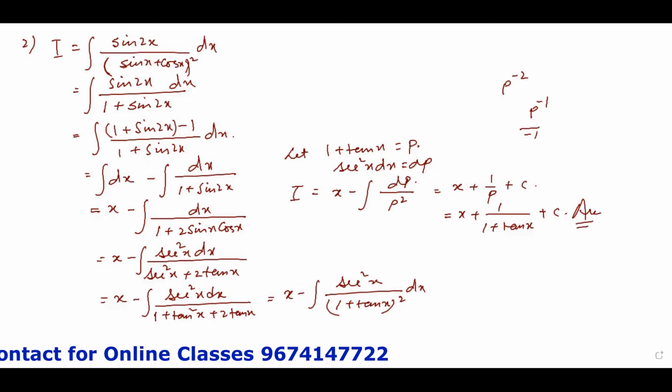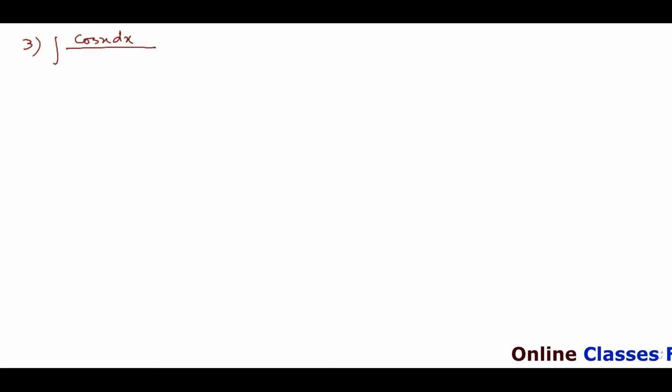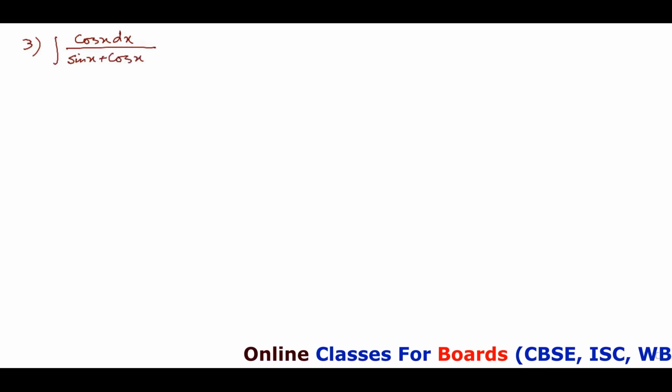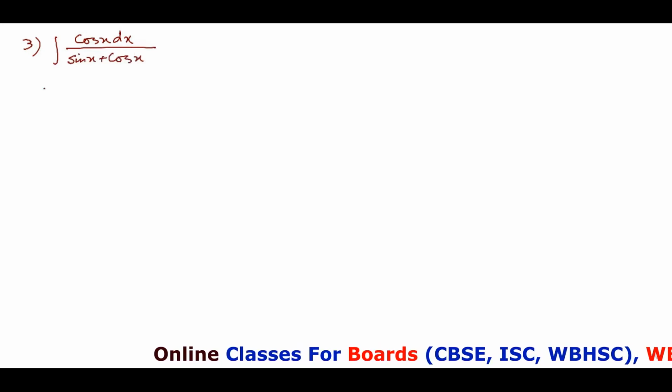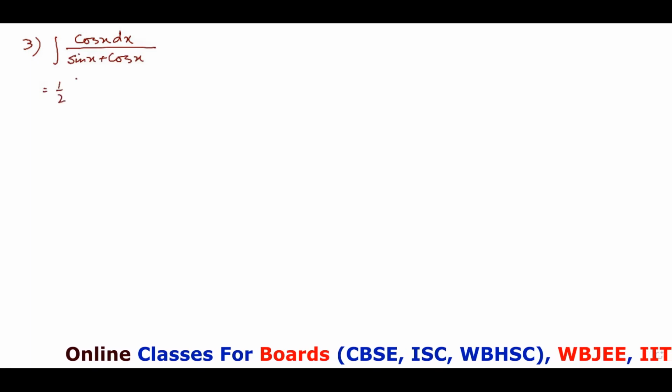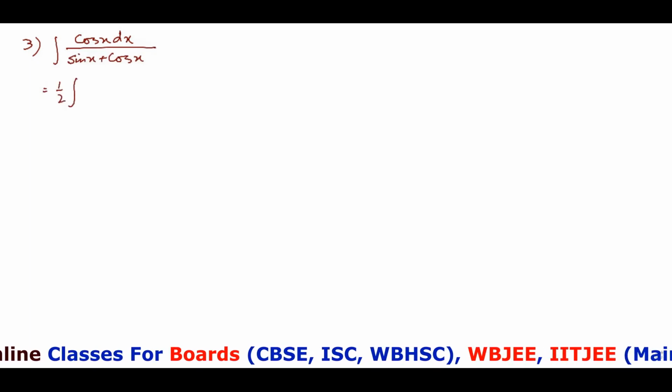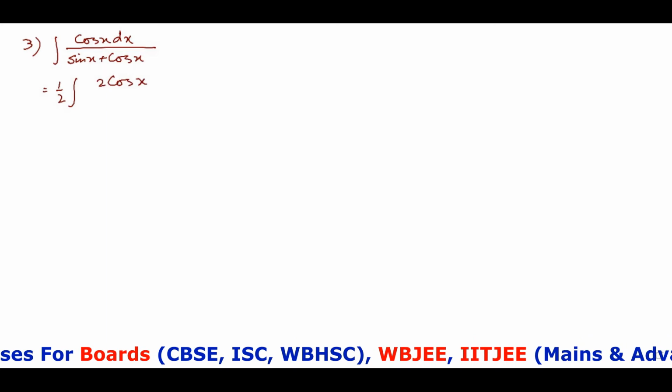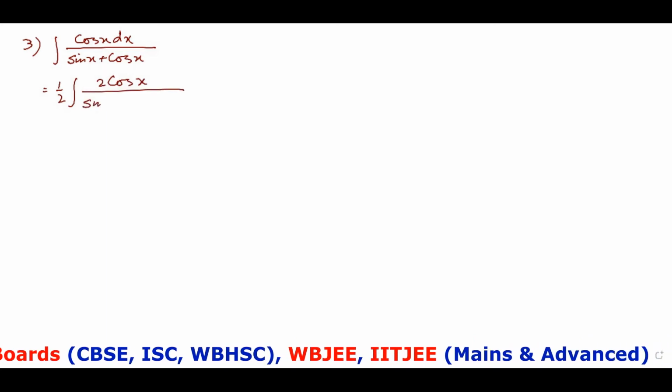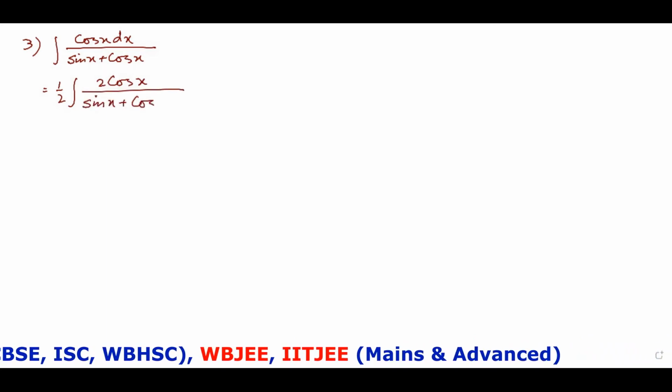Okay. Let us move for the next problem. The third one is integration cos x dx by sin x plus cos x. Now, look at very carefully. Just give a half sign over there. So this is basically 2 cos x by 2 times sin x plus cos x, right?